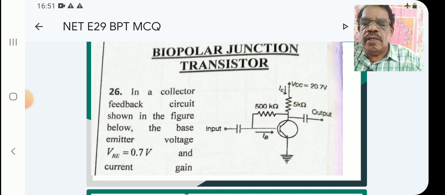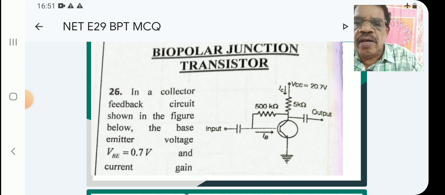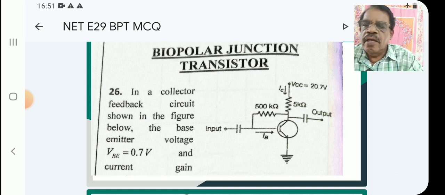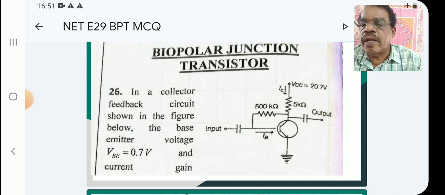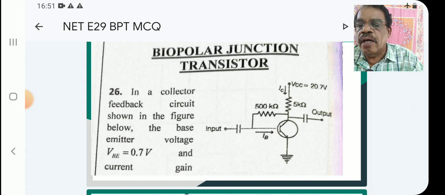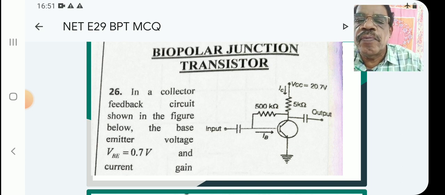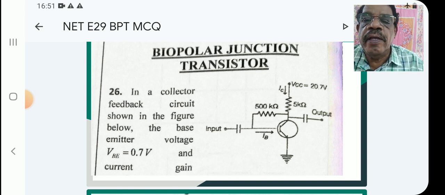You see, this is a collector feedback circuit of a transistor amplifier, feedback bias. It is shown in the figure. The base emitter voltage VBE is 0.7 volt and current gain. Look at the circuit: RC is 5K ohm, RB is 500K ohm. The VCC supply is 20.7 volt.